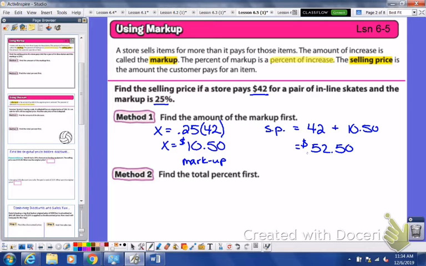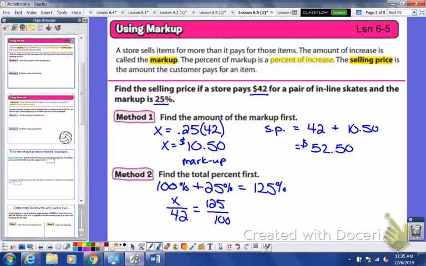The second method would be to find the total percent first. So if the store paid 100% of the price, and then they are adding 25% to the price, the selling price would be 125%. So this time I'll go ahead and use the proportion just so we can see the different methods. So what is 125% of 42? So x over 42 equals 125 over 100. Do our cross multiply.